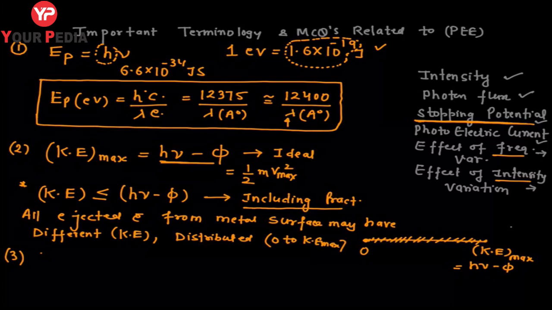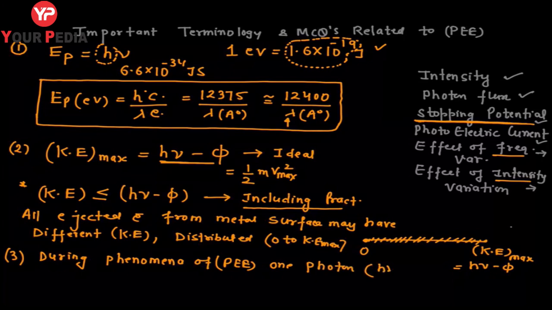So what I am writing here: during the phenomenon of photoelectric effect, one photon, provided its energy is greater than the work function which is required for the emission of an electron, can eject at most only one electron. These are very important conclusions, student.